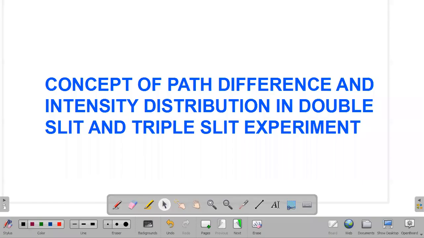Hello students, today we will discuss the concept of path difference and intensity distribution in Young's double slit experiment, and further we will move to the three slit experiment, the triple slit experiment, and we will find out how the intensity is distributed in a three slit experiment. So first we will discuss the double slit experiment and then we will extend our learning to the triple slit experiment.